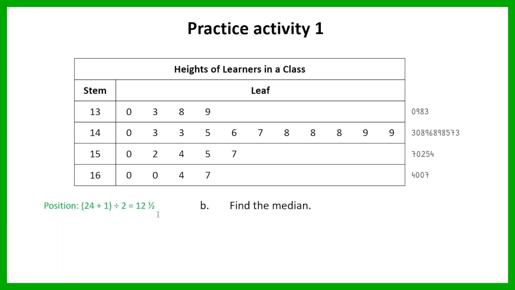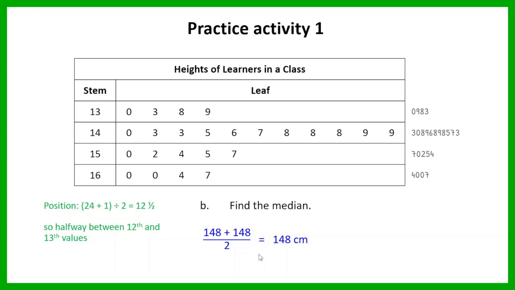And that gives me 12.5, which means that my median is going to be between the 12th and the 13th values. So I need to go and find the 12th and 13th values, starting at the top left and working my way right and down. So I'm going to go 1, 2, 3, 4, 5, 6, 7, 8, 9, 10, 11, 12, and 13. So both of them are 8s. They represent 148. So it's 148 and 148. So if I take those and I add them and divide by 2, I'm still going to get 148. When the two values that are in the middle are the same, you don't actually have to work it out because the median is going to be the same as both of them. Okay, so it's 148 centimeters.